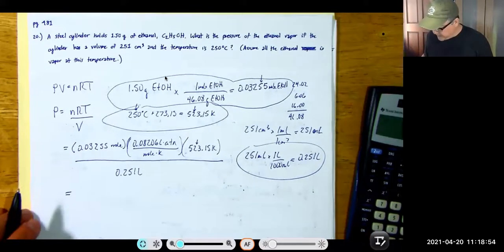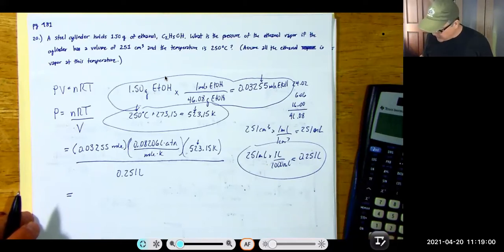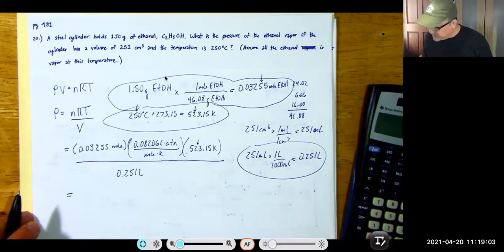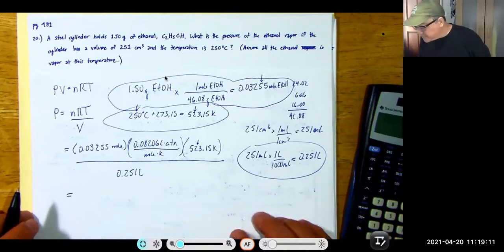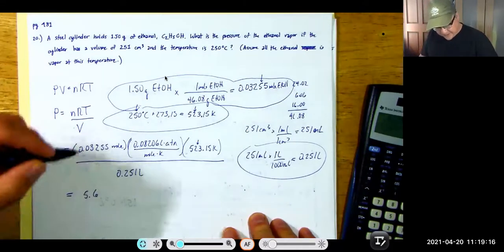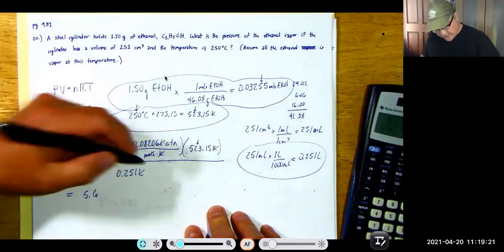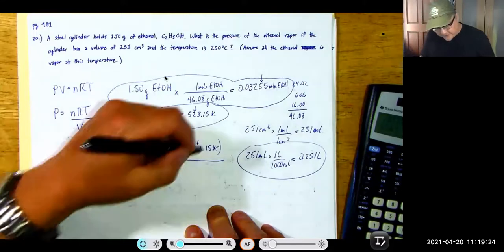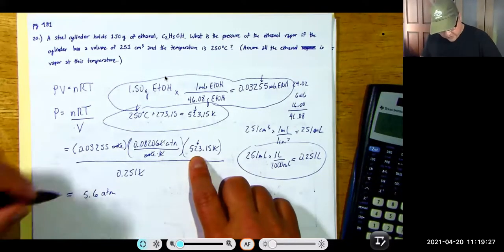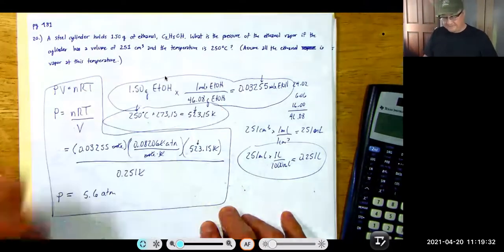Okay, so 0.03255 times 0.08206 times 523.15 divided by 0.251 is equal to 5.6. Moles cancel, K's cancel, liters cancel, leaving atmospheres. It gets 2 sig figs, because the volume only has 2 sig figs at the end. So that's your pressure. I'd expect to see all of this work here also.